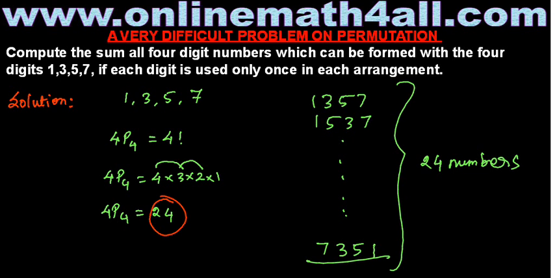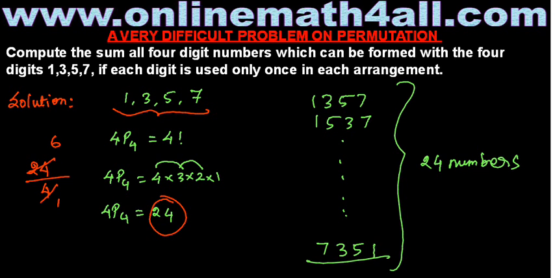In each of these 24 4-digit numbers, each of the given digits will appear only once because that is a property of permutation. So okay, in these 24 4-digit numbers, particularly in units place, how many times will the first digit 1 be repeated? How can we know that? I have already told you: total number of numbers divided by the number of given digits, that is 4. If we simplify this, we get 6.